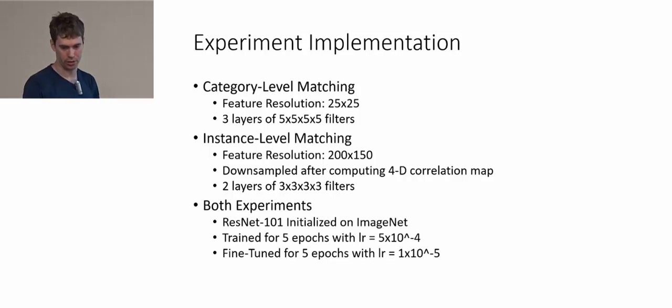Both experiments initialized the feature detection part on ImageNet. I noticed that they didn't have to, because their system is end-to-end trainable, but they did this just to help jumpstart it because it took so long to train. So for the first 5 epochs, they trained it with a fairly high learning rate, and they toned down the learning rate for the last 5 epochs.